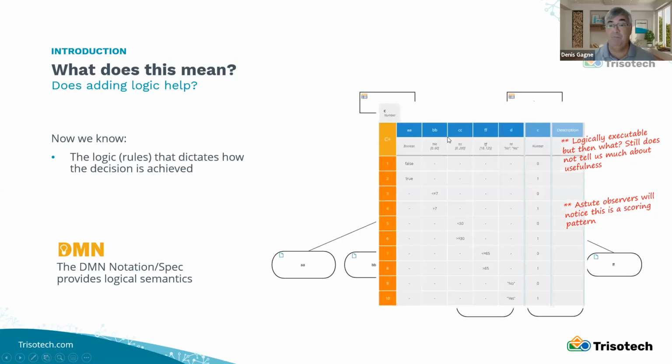But that doesn't tell me much. I mean, now I have these same arbitrary labels with some logic. And an astute observer will notice that this is a scoring pattern. So one could assume that the higher-up decision may be a categorization pattern, but I digress. But again, we're progressing into what this means.